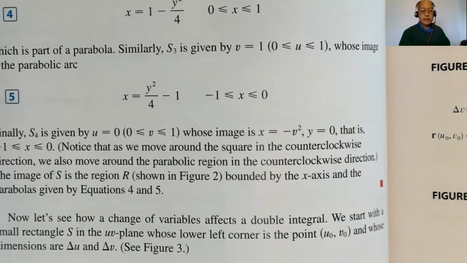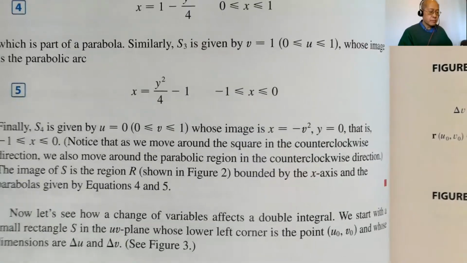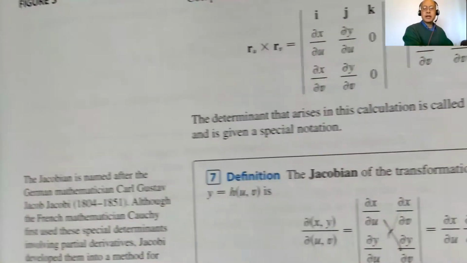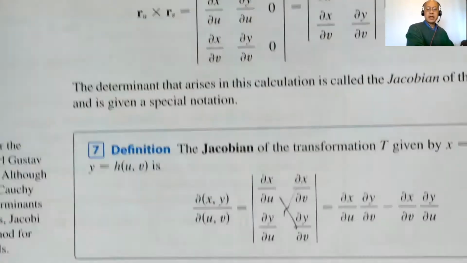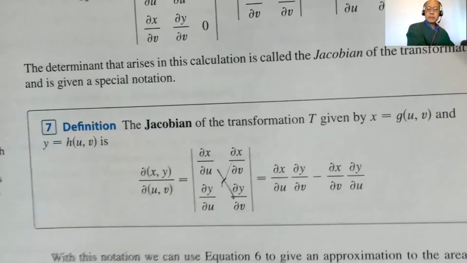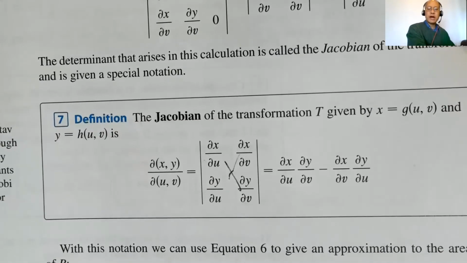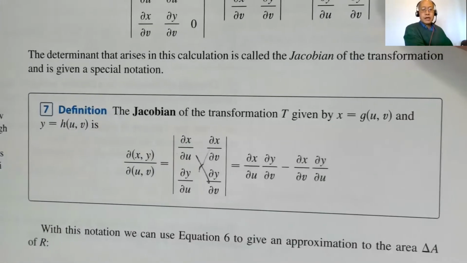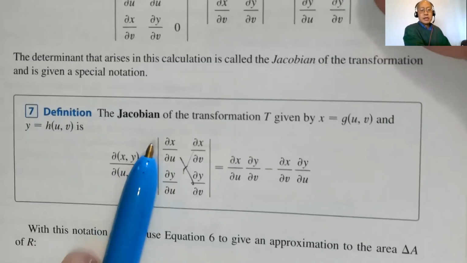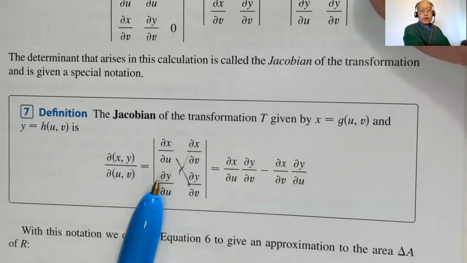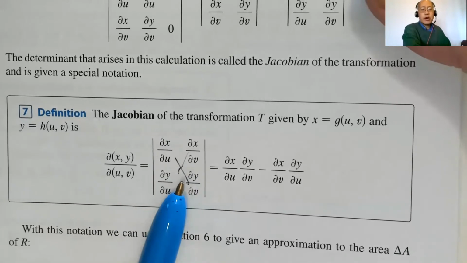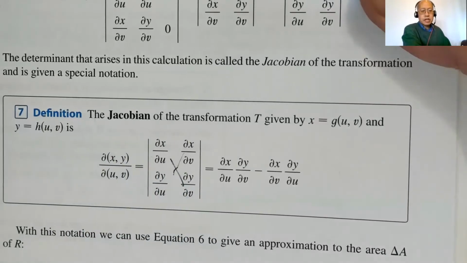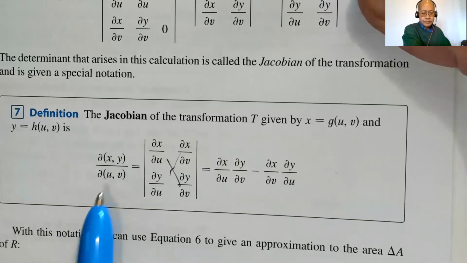All right, so first thing we have to do is define some terms. Okay, on page 1055, we define something called the Jacobian. I will abbreviate with capital J. Okay, this is a 2-dimensional Jacobian. It looks like the partial of xy with respect to uv. It's basically a 2 by 2 determinant. Okay, it's the partial of x with respect to u and v over the partial of y with respect to u and v. And you work it out like a 2 by 2 determinant. It's that minus that.